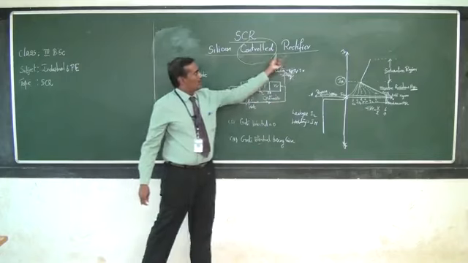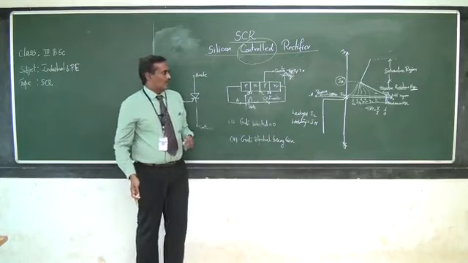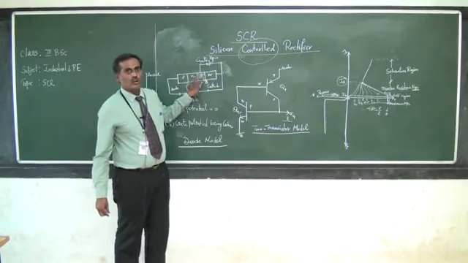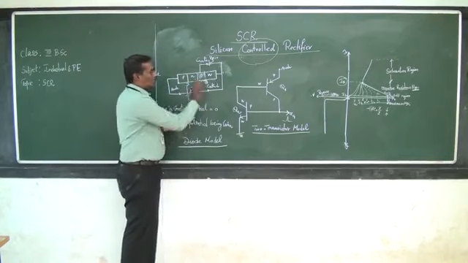Then the last point is that a rectifier is nothing but the conversion of AC to DC. This is as far as the diode model of an SCR is concerned. In the same way, this is a PNPN diode configuration.